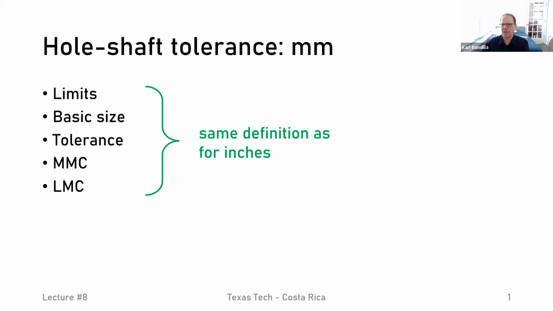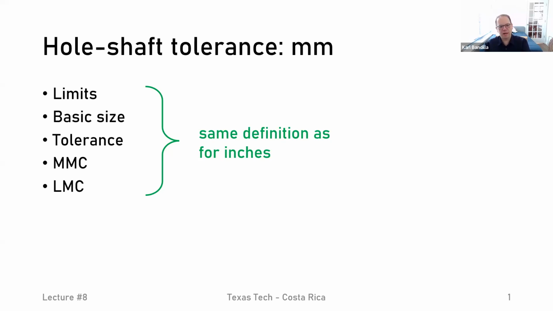There we go. So last time we talked about everything in inches, right? A reminder again that as long as we're working in inches, our formatting is very specific. The main one is that we have no leading zeros, so 0.5 is .5 in that system. But now we'll look at a hole shaft system in millimeters, based on a different standard. The good thing is that limits, basic size, tolerances, and those last two are all the same.